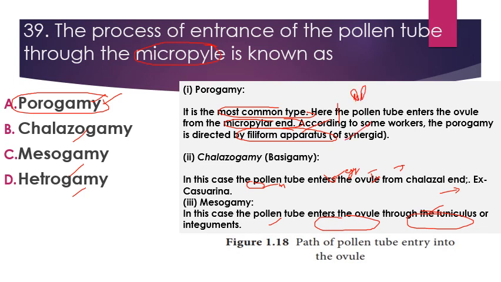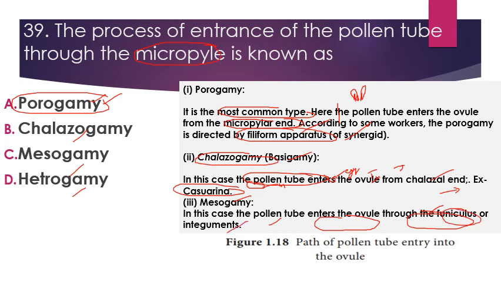Next is chalazogamy. Chalazogamy is also known as basigamy. In this case, the pollen tube enters the ovule from the chalazal end, for example, in case of Casuarina. Third is mesogamy. In this case, the pollen tube enters the ovule through the funiculus or integuments.